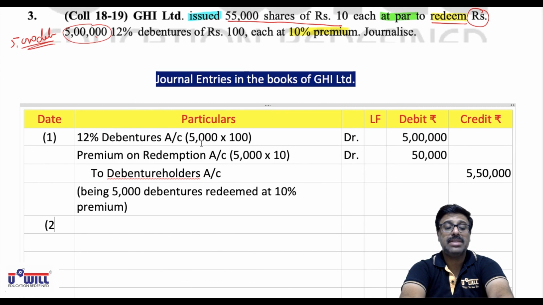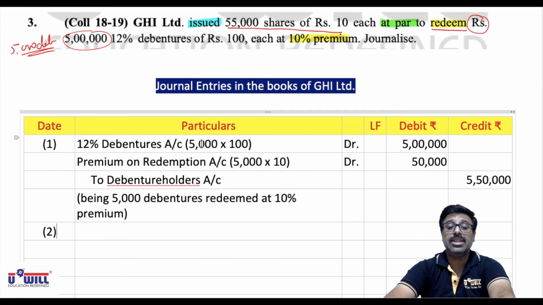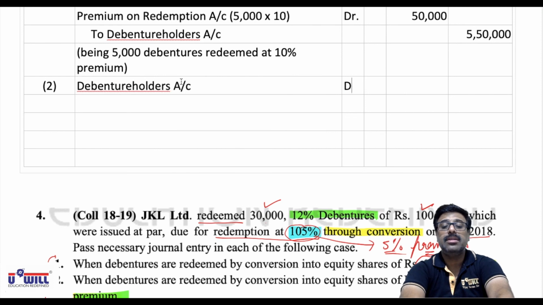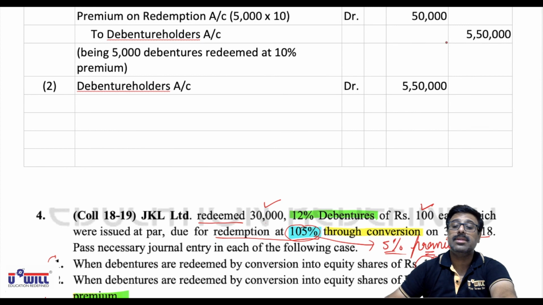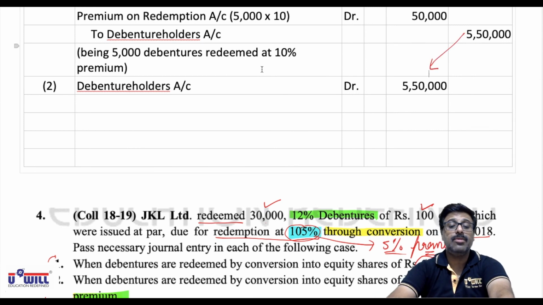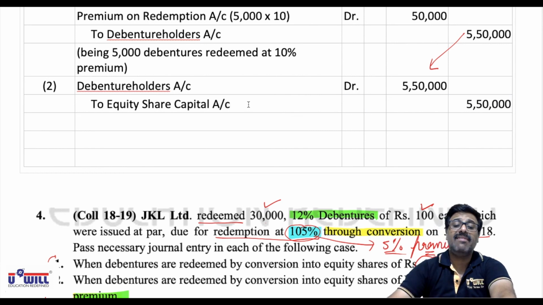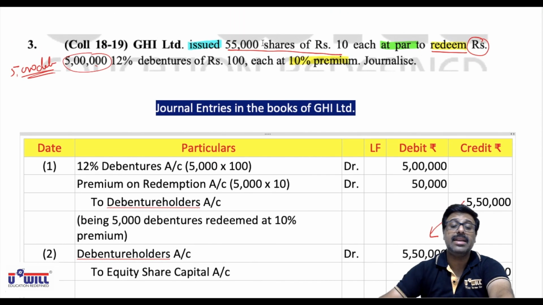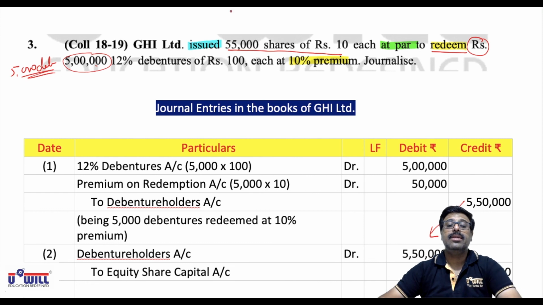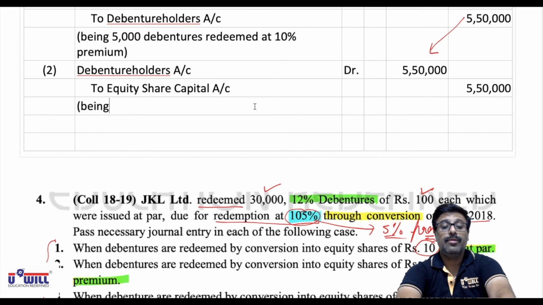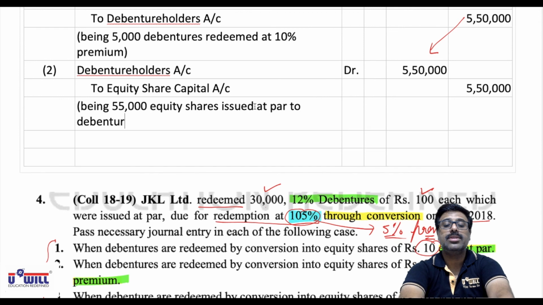Now the second entry we will pass is for issue of equity shares. Since equity shares are issued at par, no workings are required. Directly we can pass the entry. Debenture holders are the receiver, debit the receiver. So debenture holders account debit with 5,50,000, the same amount. And then we are giving them equity shares. So equity shares go out, credit what goes out to equity share capital account with 5,50,000. You can say 5,50,000 divided by 10 gives 55,000 shares to be issued, and it is clearly given 55,000 shares. It is given that 55,000 shares are issued at par of rupees 10 each, being 55,000 equity shares issued at par to debenture holders.